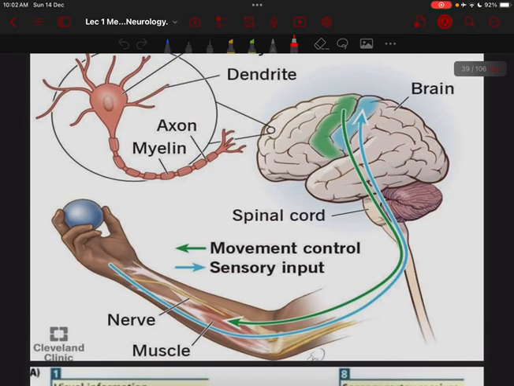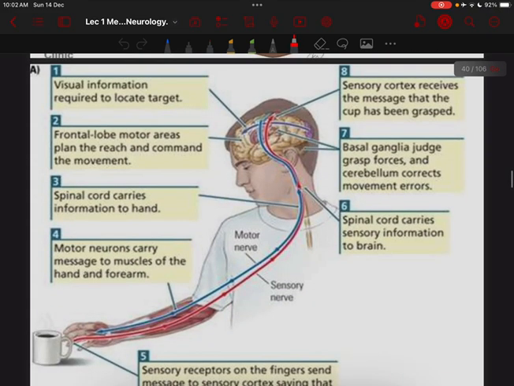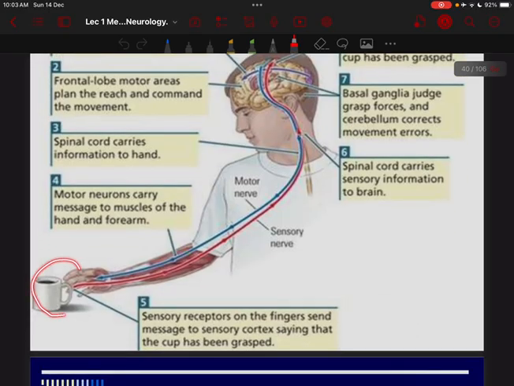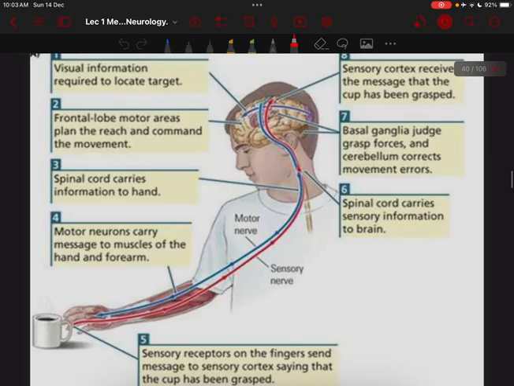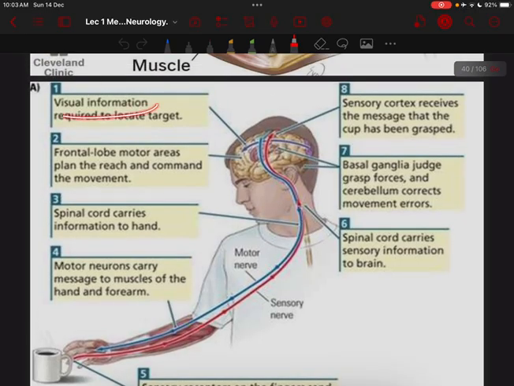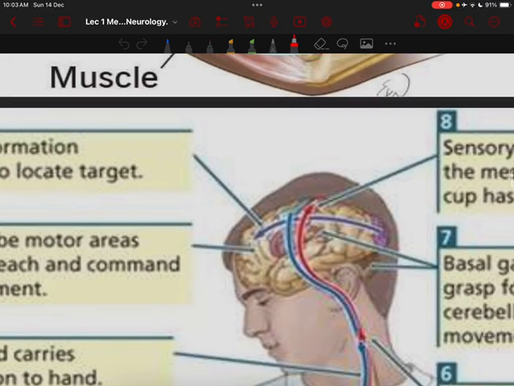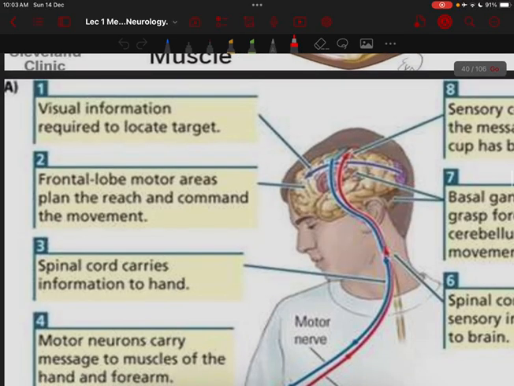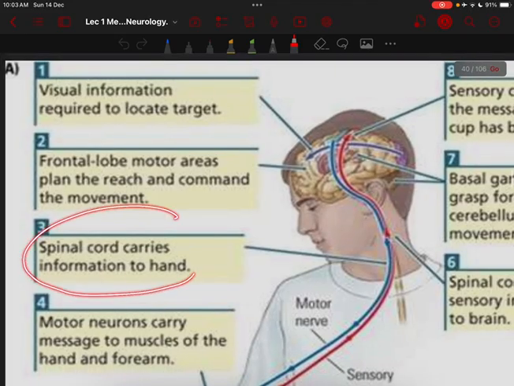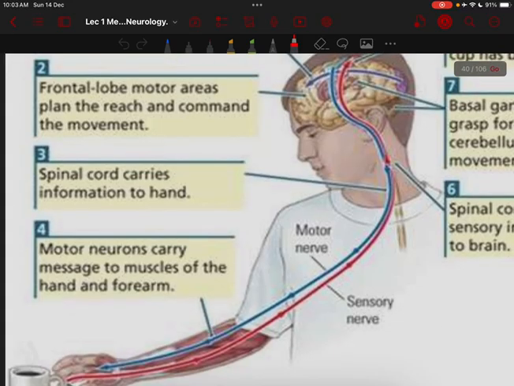This is another action, complex action. For example, this person wants to hold this cup. Need many systems. Number one, we need the visual system, vision, to localize where the cup is. Number two, we need the frontal lobe motor area to start the motor function. We need also the spinal cord, the motor fiber goes down. And also we need the sensory fiber to go up to the cerebral cortex.